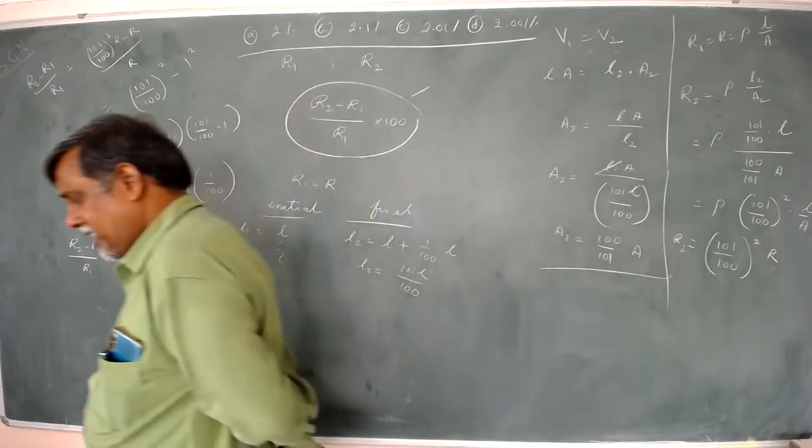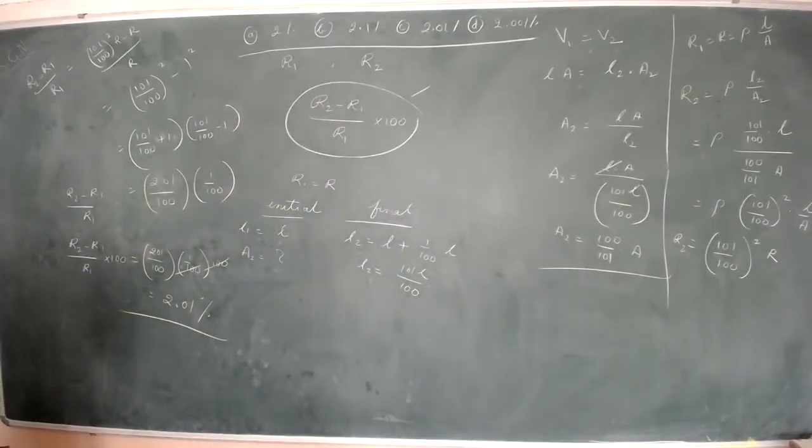So you people are getting scared and moving away. 0.2% decreases. Options are 0.2, 0.20, 0.201, like that.